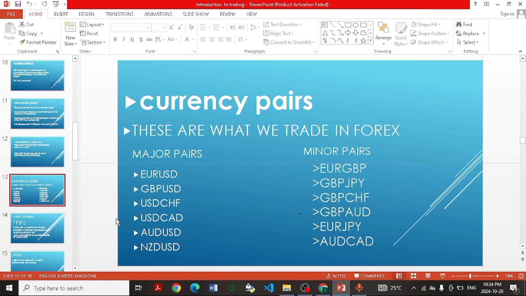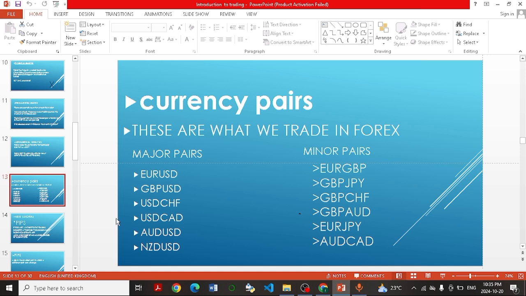So that is it for currency pairs. These are what we trade in the forex market. These are the major pairs, these are the minor pairs. Now there are other things like gold, that's XAU USD, and US 30. These are not really forex. Other commodities that we trade, just like crypto: there is BTC against US dollars, there's Ethereum, ETH against US dollars. These are other assets that are tradable.